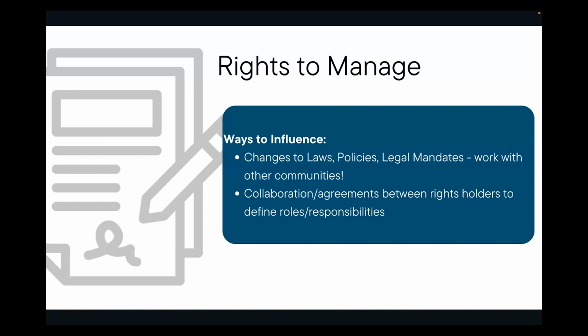Alternatively, you can collaborate or create agreements with rights holders, and those can define the roles and responsibilities and ensure that those critical activities are addressed. That's like what happened in Pohnpei and Palau and Hawaii, where communities collaborate with those enforcement agencies and develop agreements so that everyone is clear about who's allowed to do what and how it should happen. You know, how should a community report a violation? And we will hear more about these in future modules.